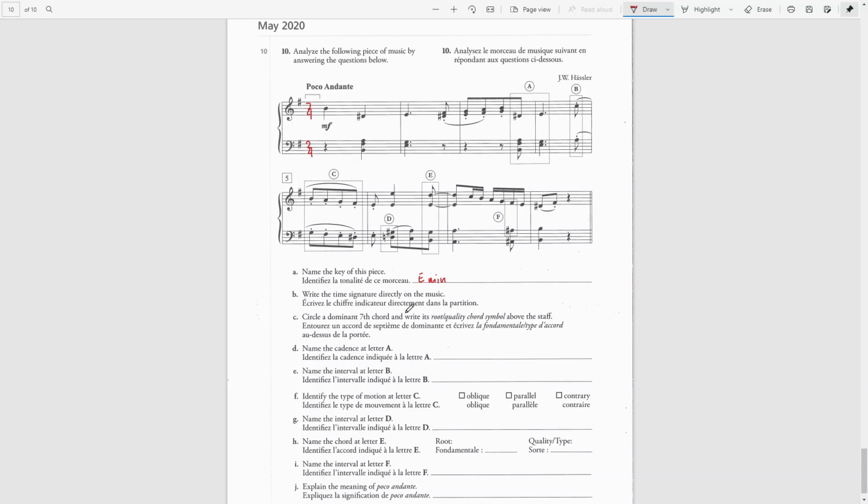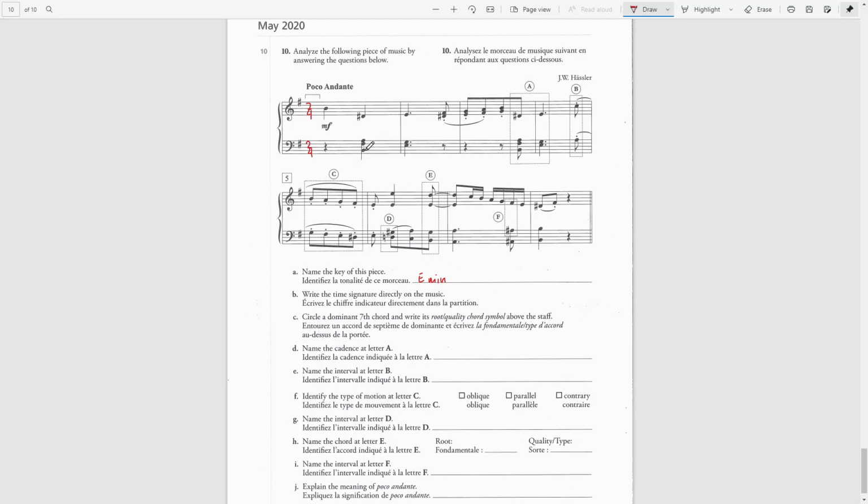Circle a dominant 7th chord and write its root quality chord symbol above the staff. The first dominant 7th chord appears on the 2nd beat of the first bar. To see it clearly, you can move this note down an octave into the bass clef, and you would have B, D sharp, F sharp, A. That is the dominant 7th in the key of E minor.